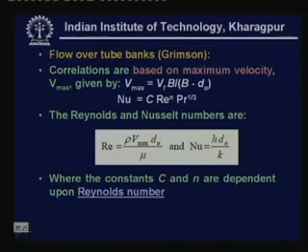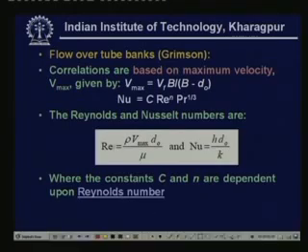So the expression is like this: Nu is equal to C times Re to the power of n times Pr to the power of 1 by 3, where Re is the Reynolds number and Pr is the Prandtl number. The Reynolds number is defined as rho times Vmax times D0 divided by mu. You have to be very careful how the Reynolds and Nusselt numbers are defined. Here it is defined in a slightly different manner. We are not using hydraulic diameter, but simply the outer diameter of the tube, because we are talking about tube banks. D0 is the outer diameter of the tube, mu is the viscosity of air, rho is the density of air, and Vmax is the maximum velocity given by the above expression.